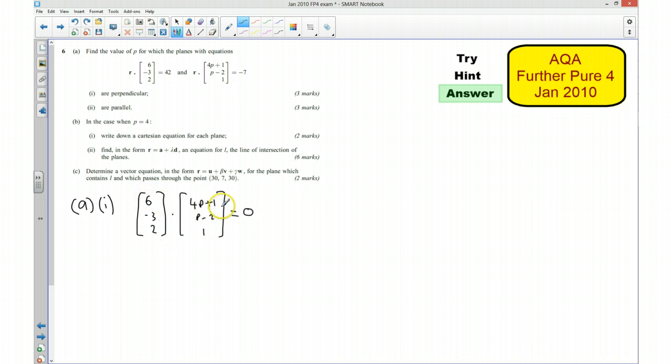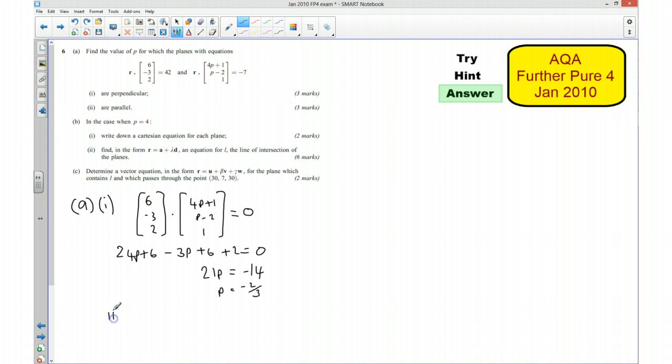So expanding that out, I've got 24p plus 6, take away 3p plus 6, plus 2, and we want that to be equal to 0. So that means that 21p is going to be equal to negative 14, so p is going to be negative 2/3. Okay, so when p is negative 2/3, these two planes will be perpendicular to each other.